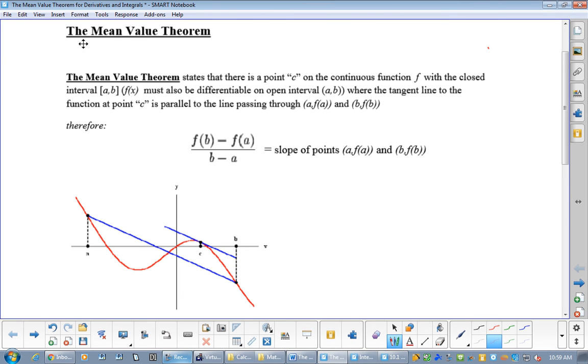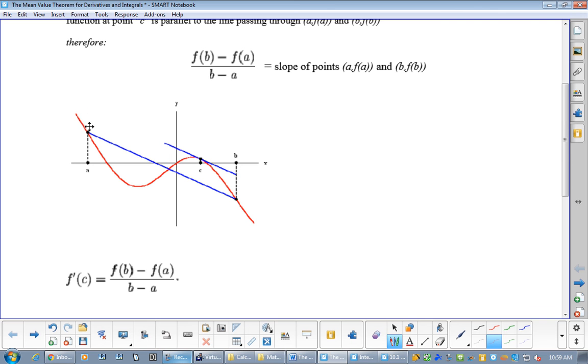Now, all this is saying, given that these 2 points, okay, a and b, I find the slope. It says that there will be at least another place on that entire graph that will have the same slope as it. Okay, and if you really think about it, that has to happen, right?